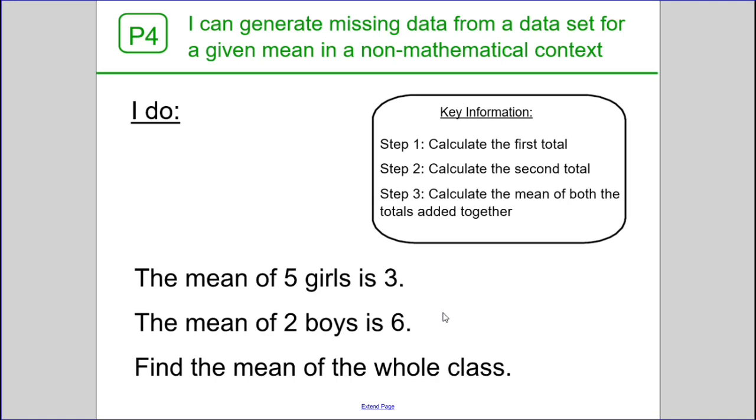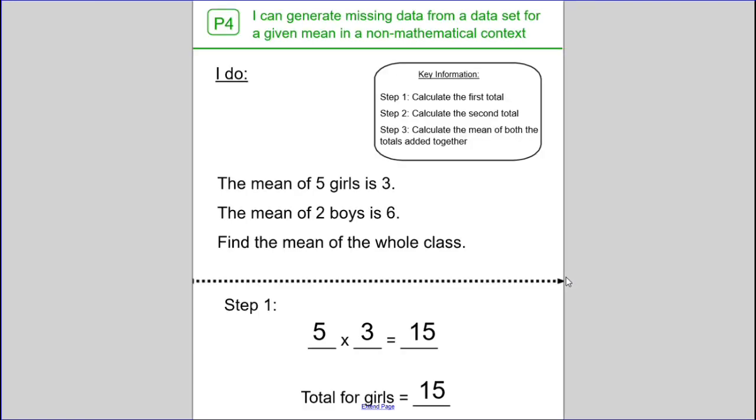Now remember, when we're finding questions of this type, we do need to really focus on finding the total. Step 1, calculate the first total. We can see that we've got a total of 5 girls and the mean is 3. So we need to do 5 times 3, which is equal to 15. The total number of girls, therefore, is equal to 15.